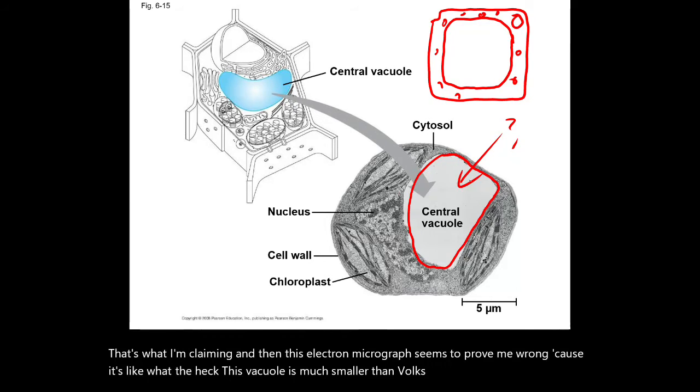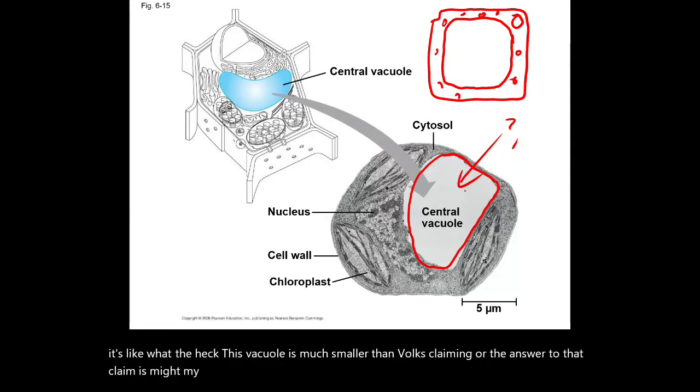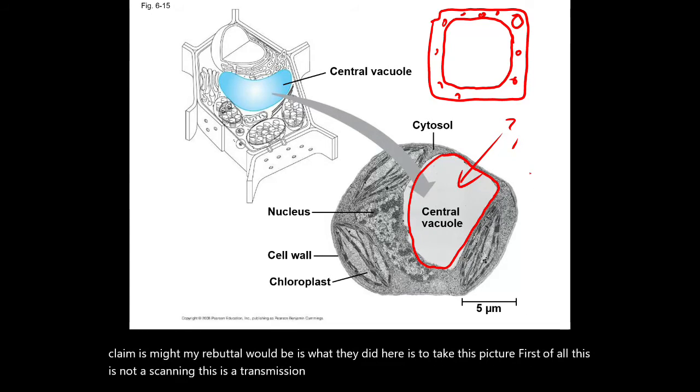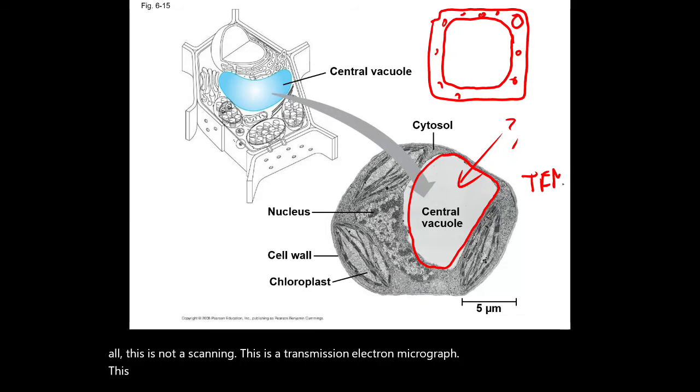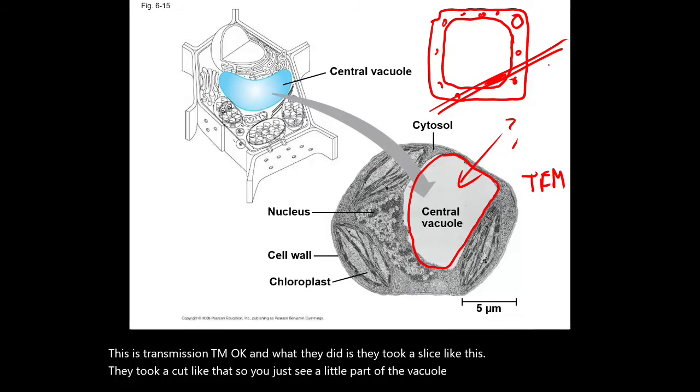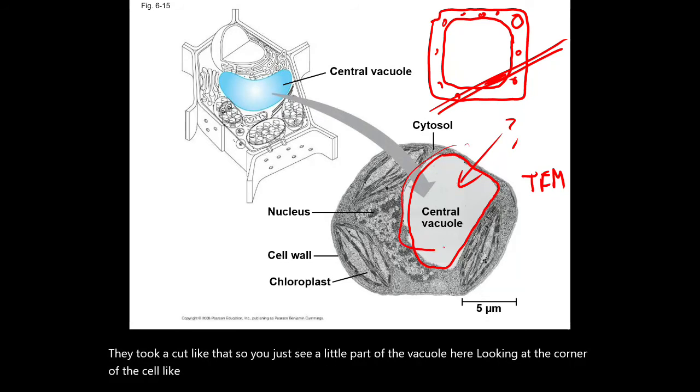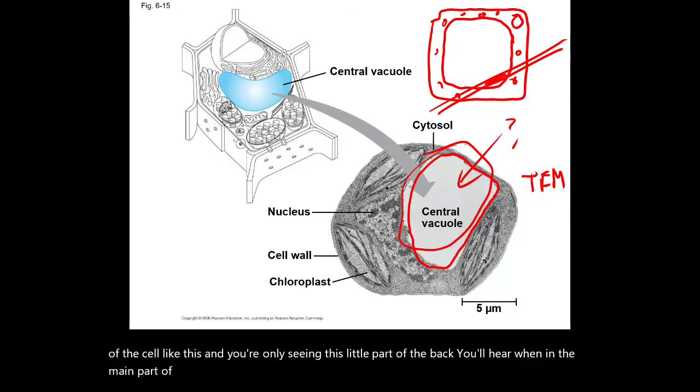Well, my rebuttal would be this. First of all, this is not a scanning electron micrograph, this is a transmission electron micrograph, TEM. And what they did is they took a slice like this, they took a cut like that. So you just see a little part of the vacuole here, looking at the corner of the cell like this, and you're only seeing this little part of the vacuole, when in the main part of the cell it's much bigger. See, I'm still right.